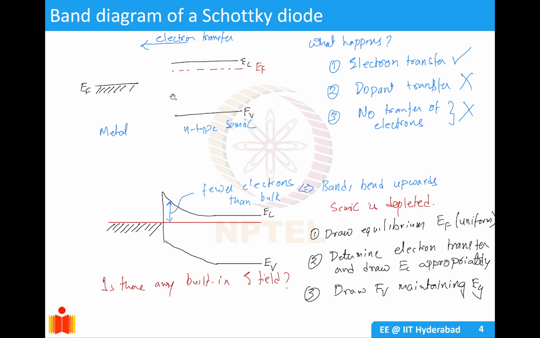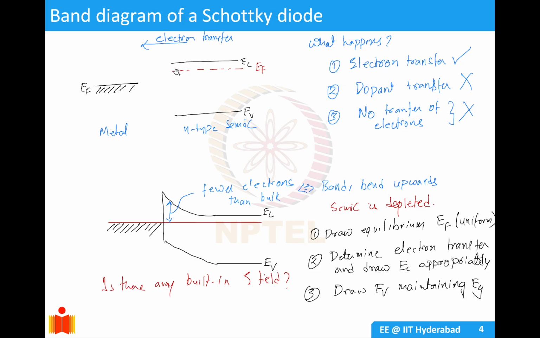So when the Fermi level is pulled down, EC and EV away from the contact will also be pulled down, but at the contact they cannot be moved because the vacuum level has to be continuous. So the vacuum level of the metal at the contact is not moving. So the vacuum level of the semiconductor at the contact can also not move. So your EC and EV at this point cannot move.